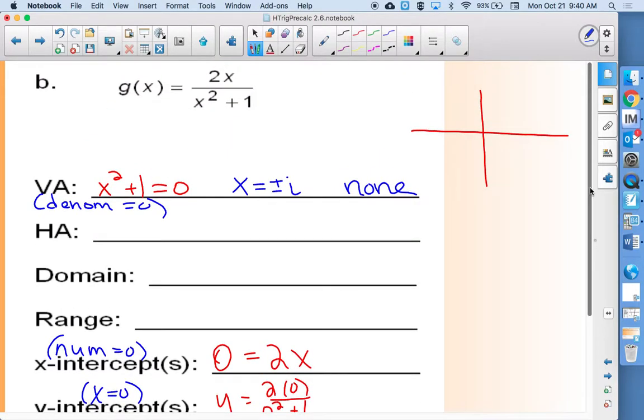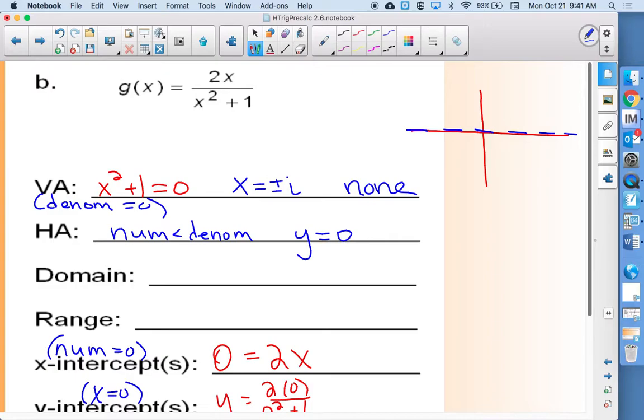Lauren, how about the horizontal one? 0. Yeah, so the power on the top is less than the power on the bottom, so it's just 0. So we have an asymptote here, horizontally it's 0.